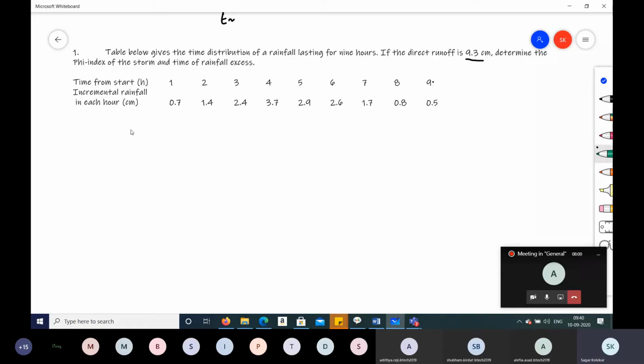Okay, so first let me ask you, what would be the total rainfall if we add this? What would be the total rainfall? So you just add from 0.7 up to the 0.5. So we'll have the idea of how much the total rainfall is.